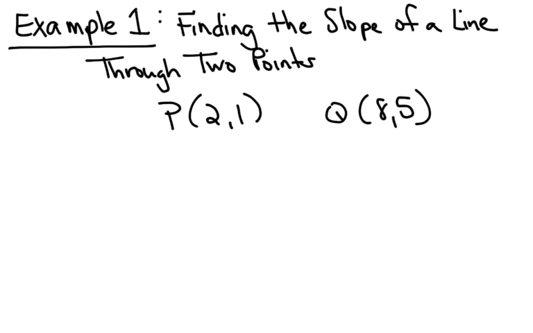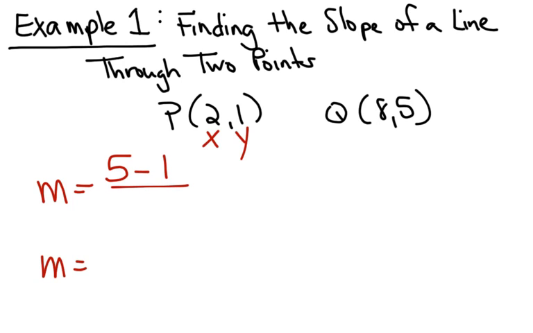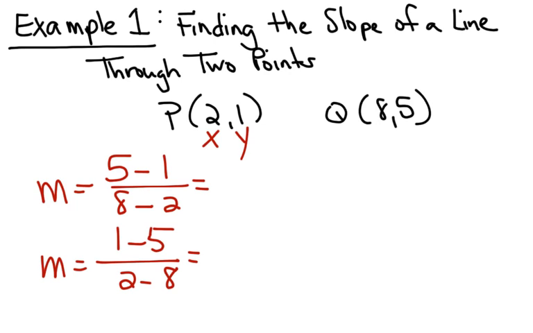Now the thing I want to remind you about finding a slope is that the order in which you do rise over run doesn't matter. Now remember that in your ordered pair, the ordered pair is always x comma y. So in order to find the slope, you can do change in y as 5 minus 1, or you can do 1 minus 5. For the denominator, change in x, you can do 8 minus 2, or you can do 2 minus 8. The thing you have to remember is that you do have to be consistent about the order in which you do this.